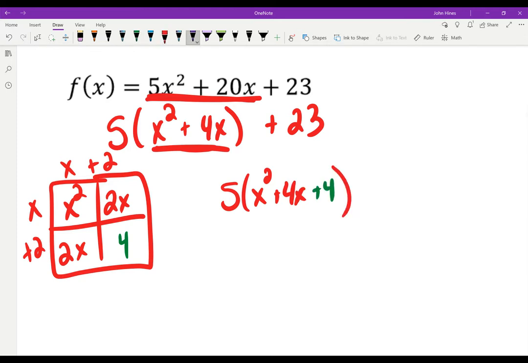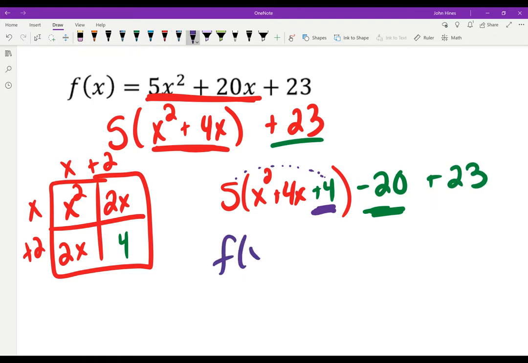But I need to counteract that. How do I counteract adding in a 4? But wait, it's not really a 4, it's really a 4 times 5, which is 20. So I really added in a 20. How do I counteract that? I need to subtract 20. I added 20, even though it looks like a 4, that's really adding 20. So I need to subtract 20. And that 23 is there for the ride.